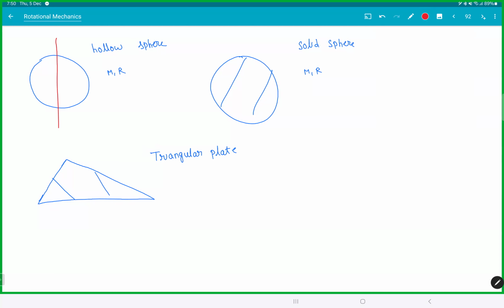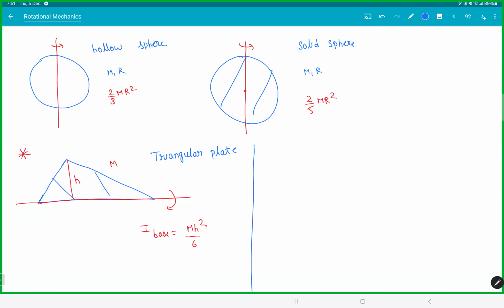So about the diameter, the center, 2 by 3 mr square, 2 by 5 mr square. About the base, if you take this height to be h and mass m, mh square by 6. This is a very important result, useful.